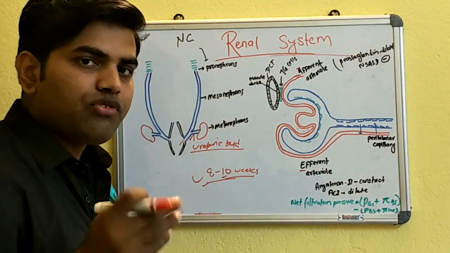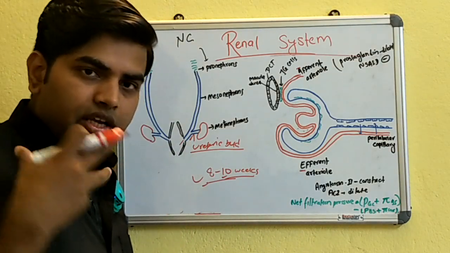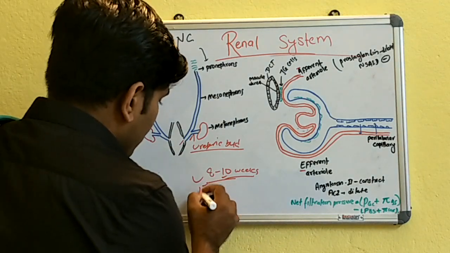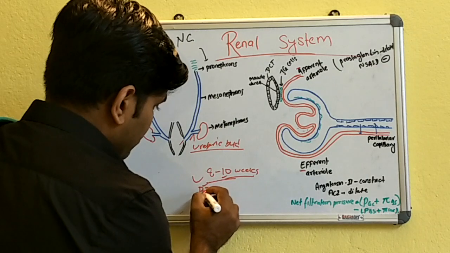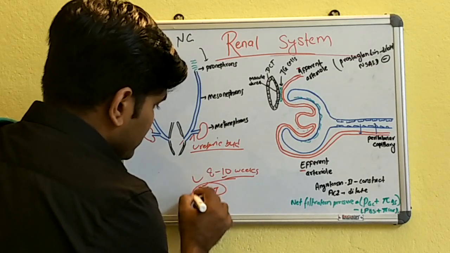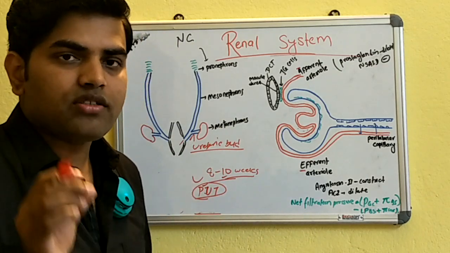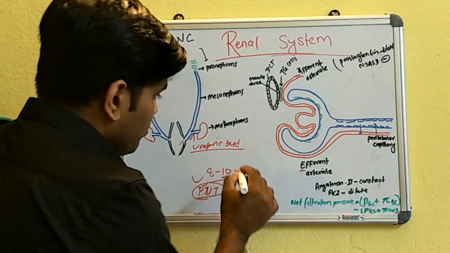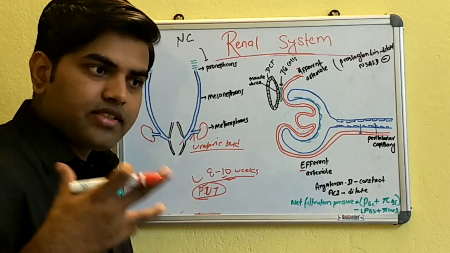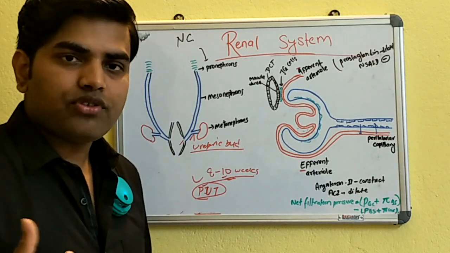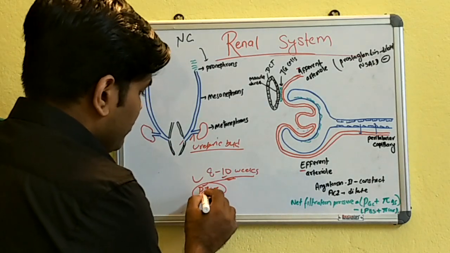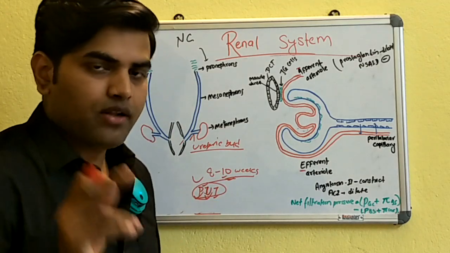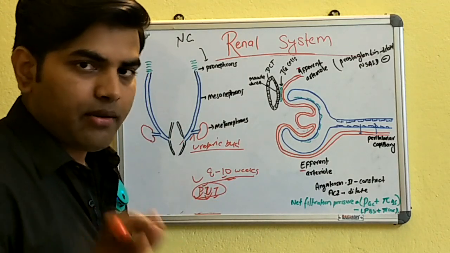After 10 weeks, if there is unilateral hydronephrosis, then the pelvic ureteric junction has the maximum chance of obstruction. So if you find even after 10 weeks that a kidney has hydronephrosis, there may be a chance of pelvic ureteric junction obstruction, which is the most common site. That you should also remember and keep in mind.